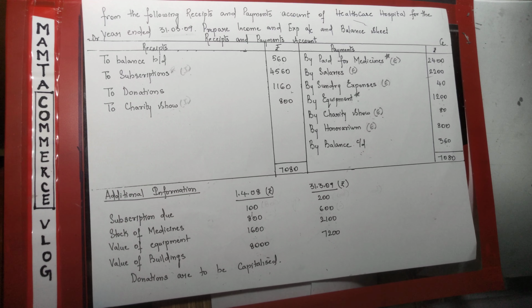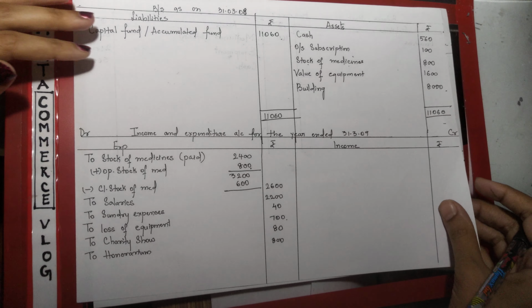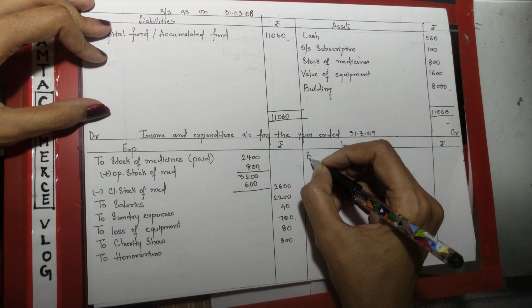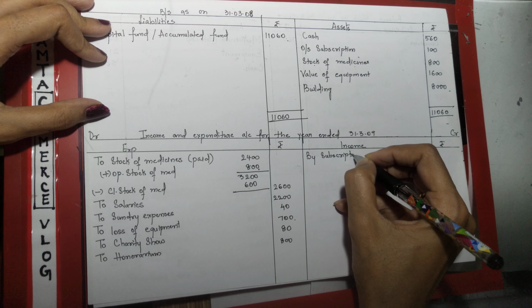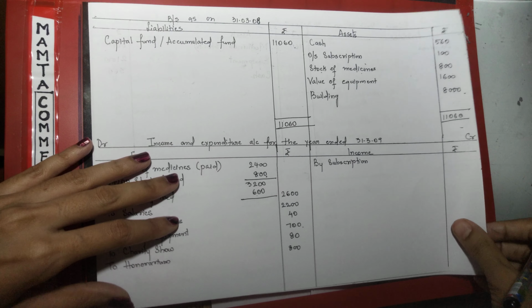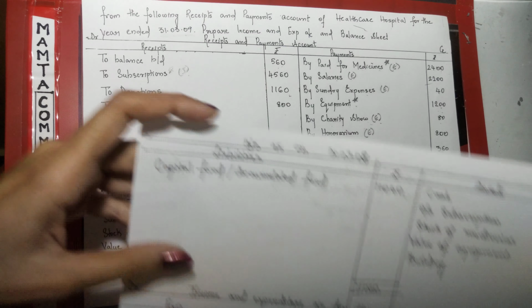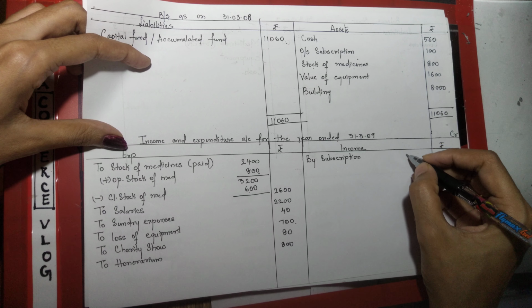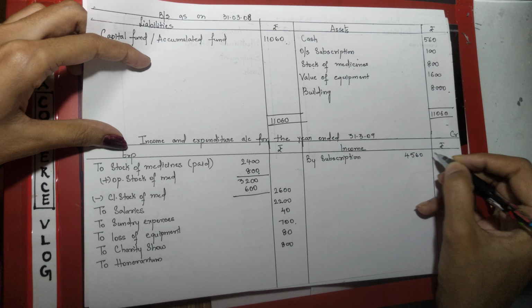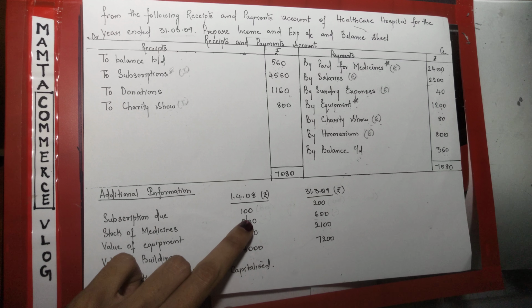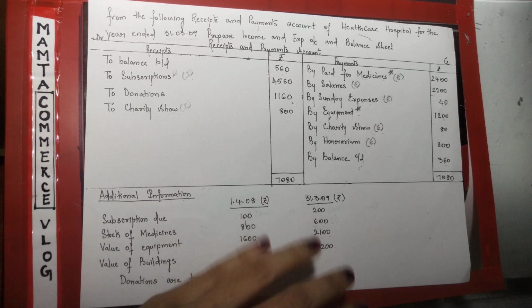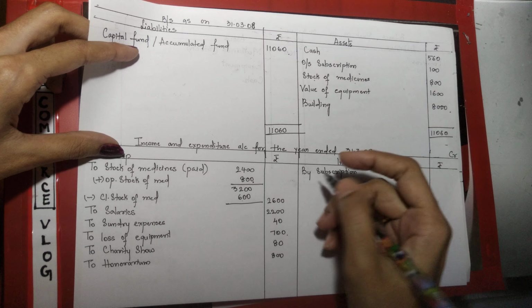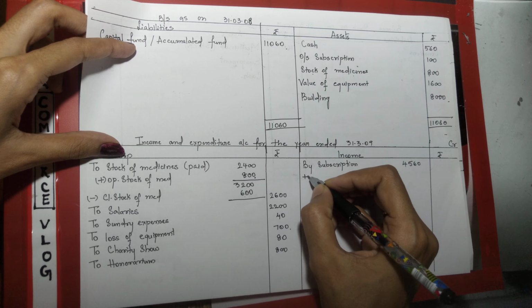And then we have subscription. Subscription is on the income side, so here I will write by subscription. The amount of subscription given is 4560. We have an adjustment for this, as I have put a star mark for this. So the adjustment is subscription at the beginning and subscription at the end. In my previous video we discussed subscription.